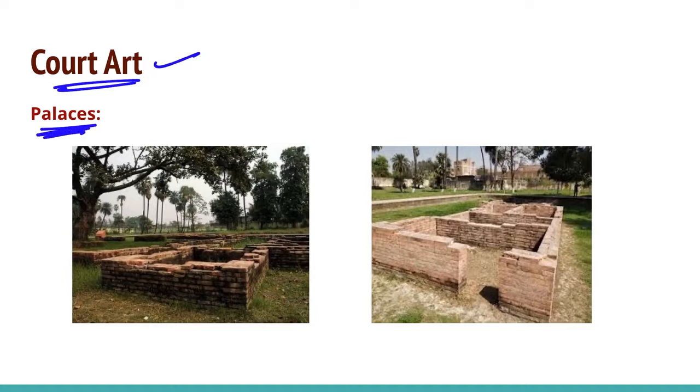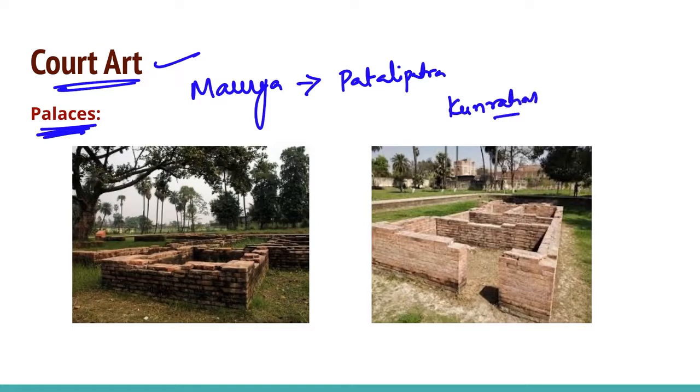Palaces. The Mauryan Empire was the first powerful empire to come to power in India, and the capital of the Mauryan Empire was Pataliputra. The palaces at Kumrahar were created to reflect the splendor of the Mauryan Empire. The palace of Chandragupta Maurya was inspired by Achaemenid palaces at Persepolis in Iran.